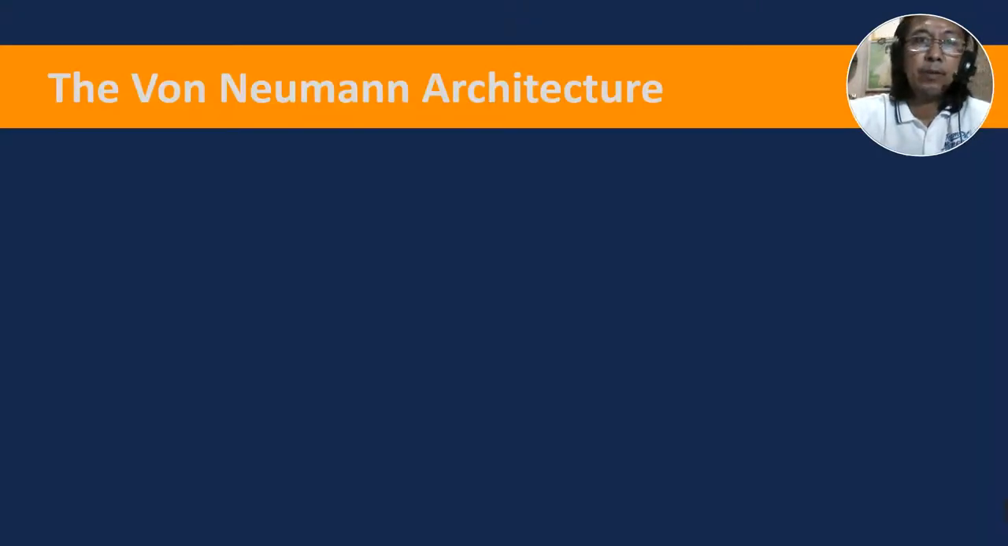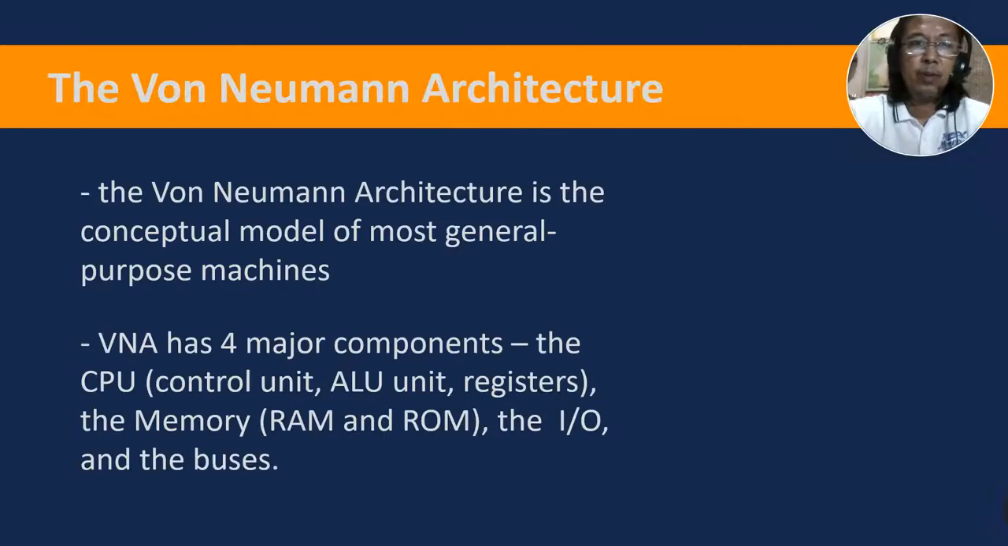Okay, so the von Neumann architecture. Von Neumann architecture is the conceptual model of most general purpose machines. So von Neumann has four major components. You have the CPU, which is composed of the control unit, ALU unit, and registers. You also have the memory, which is the RAM and the ROM. You have the I/O, or input output, and last but not the least are the buses.